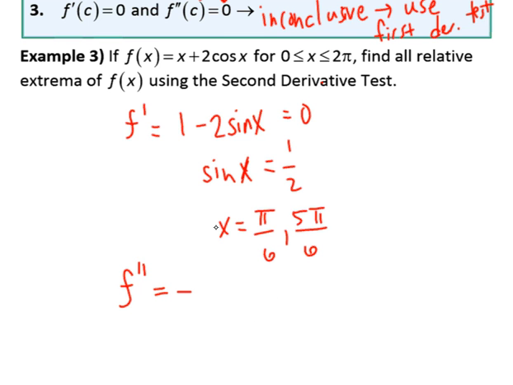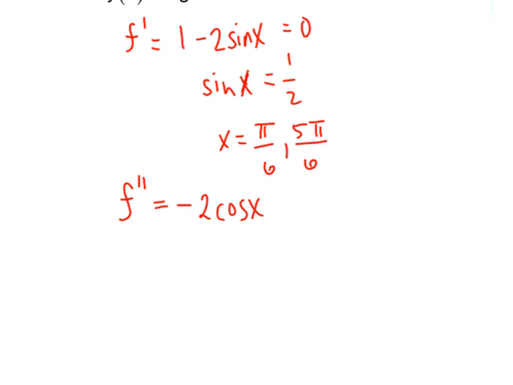So f prime is going to be -2 cosine. I'm trying to go too fast and making mistakes. All right, so now we have f double prime. I don't have to set this equal to 0 because I'm not looking for concavity here. I'm looking at these values, pi over 6 and 5 pi over 6, and testing to see what they are.